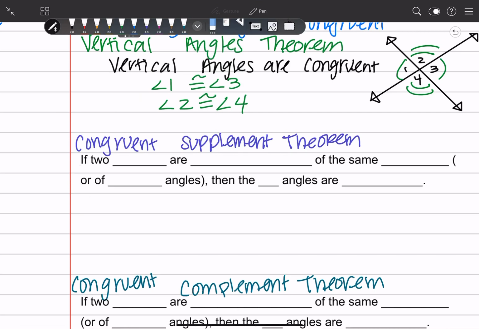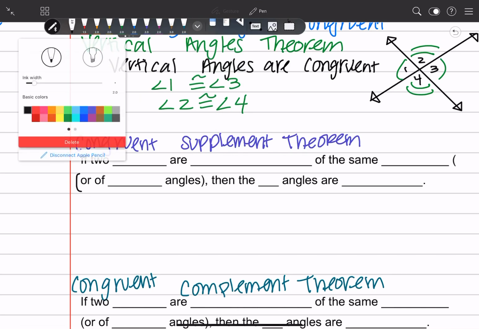Oops, and my parentheses kind of dropped down here. So, oops.